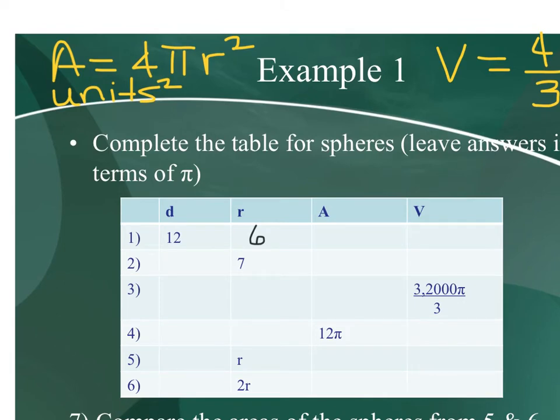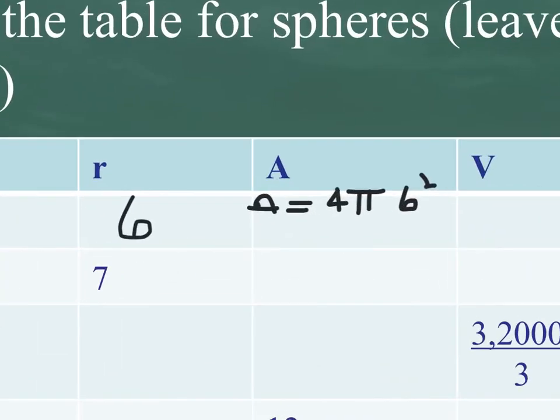So I know my surface area is represented by 4 times pi times radius squared, so 6 squared. And I'm going to leave this in terms of pi. So I'm going to end up doing 4 times pi times 6 squared is 36. And 4 times 36 is 144 pi units squared.